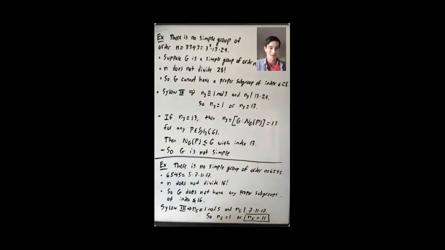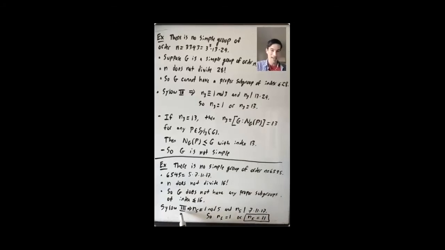Let's do another example. So let's show that there's no simple group of order 6,545. This is 5 times 7 times 11 times 17. And this has a prime factor of 17, so n doesn't divide 16 factorial. So G can't have any proper subgroups of index at most 16.